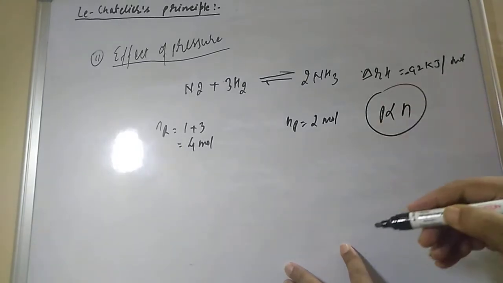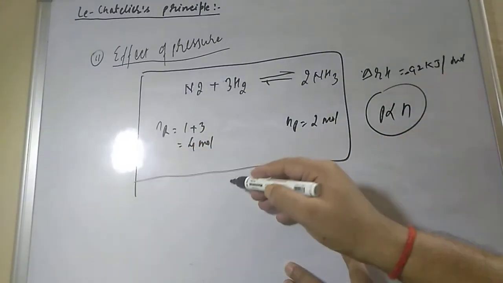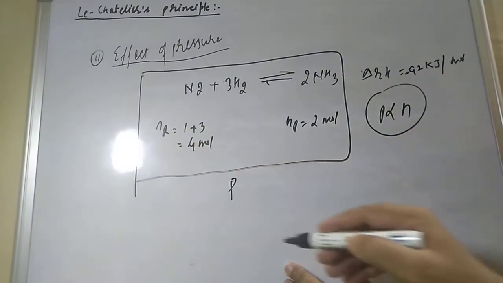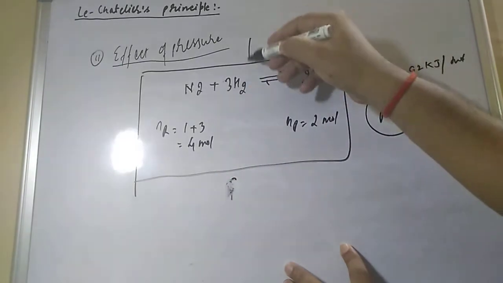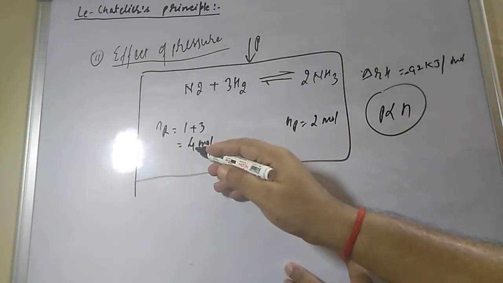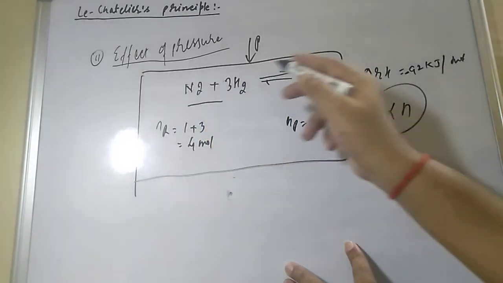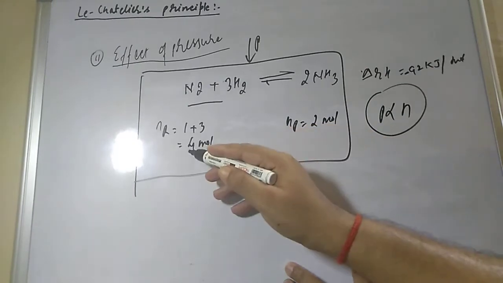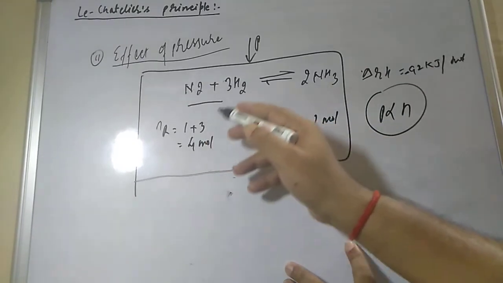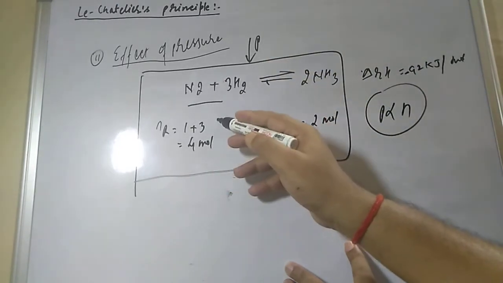So when you are applying pressure to the system, student, what will you find? In which direction will the pressure be high? That is, the reactant side pressure is high. So what will happen? The moles will convert into product, so pressure will be reduced. 4 moles are there, so pressure is high. If you are increasing the pressure, pressure will be high on the reactant side.